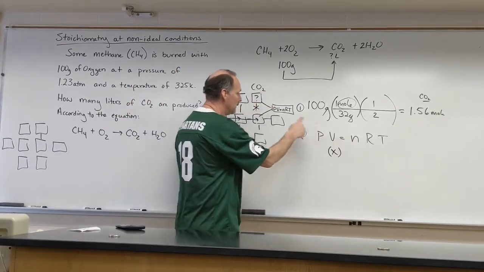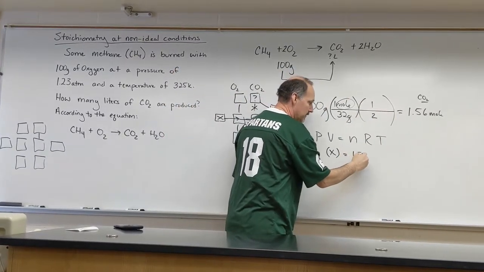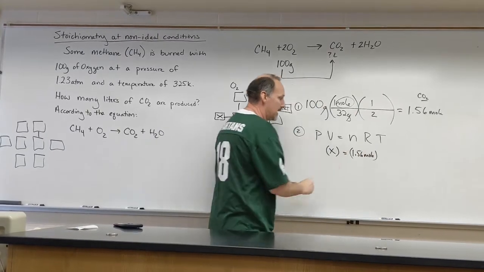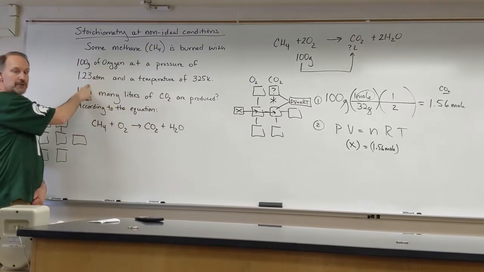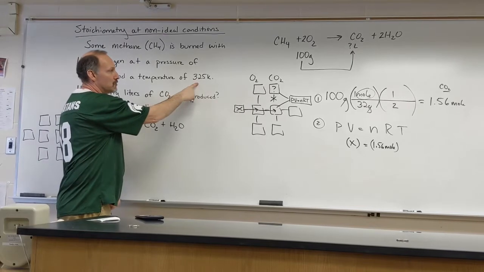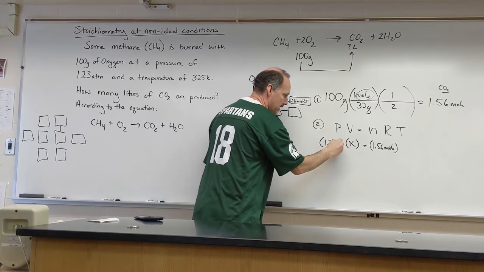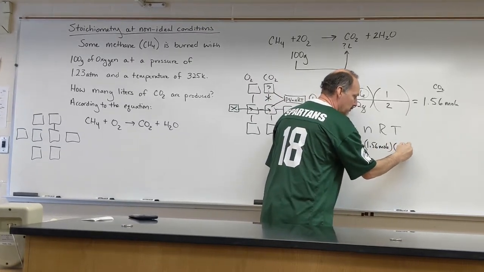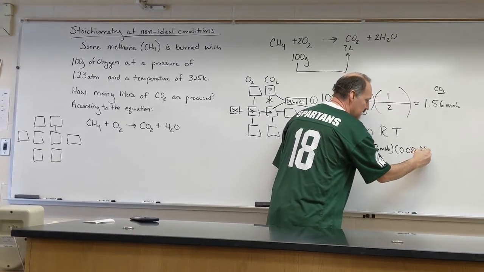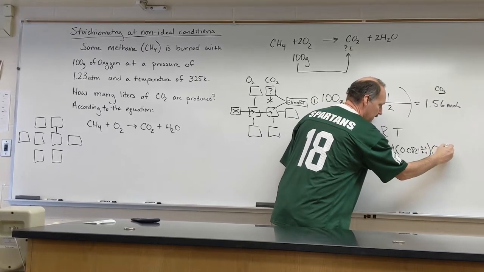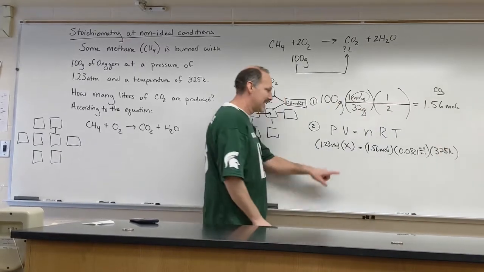n is moles. I need the mole number for CO2, and I just found that: 1.56 moles. Then I plug in the pressure, the temperature, and R. Pressure was 1.23 atmospheres. Temperature was 325 Kelvin. And then we have our R number, 0.0821, which has all of the units that we need to use. And so then we're going to rearrange our equation and get X by itself.